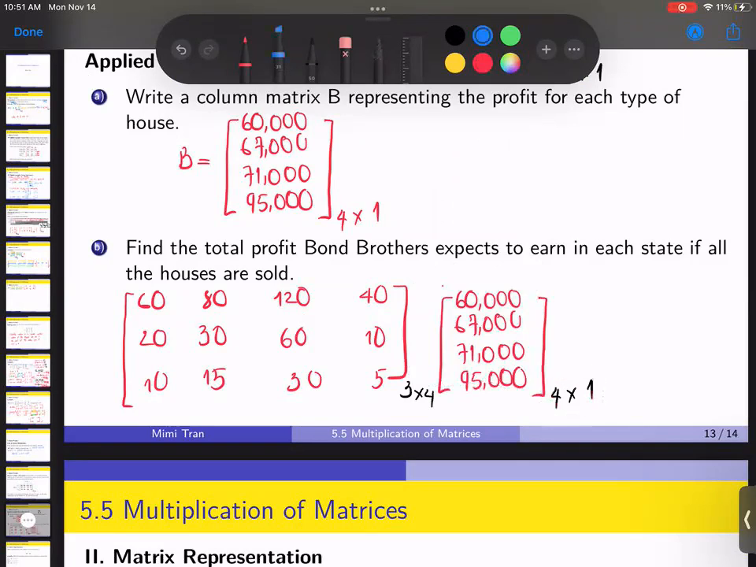The inner dimension is matched, and your final dimension should be 3 by 1, right? We're going to use a calculator for this one. On the exam, if I don't say do it by hand, then you're allowed to use a calculator, especially for story problems. I'm not going to make you do it by hand.